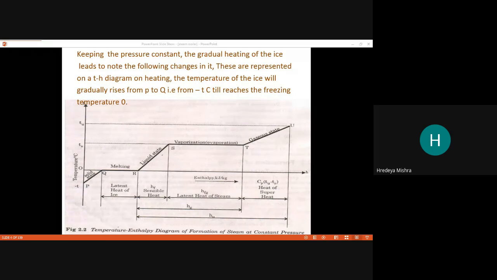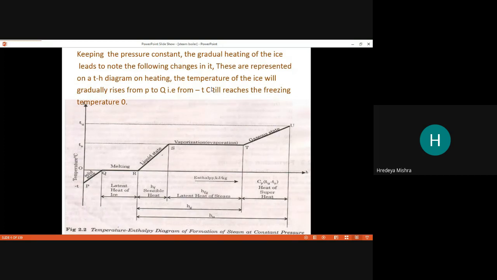So, as we discussed, at constant pressure we can increase the temperature, and we observe all three phases of water, that is solid, liquid, and gaseous form. Now, the same thing is represented by this graph, keeping the pressure constant. The gradual heating of the ice leads to the following changes. These are represented on a T-H diagram: temperature and enthalpy diagram.